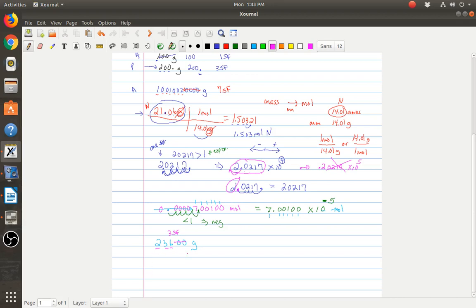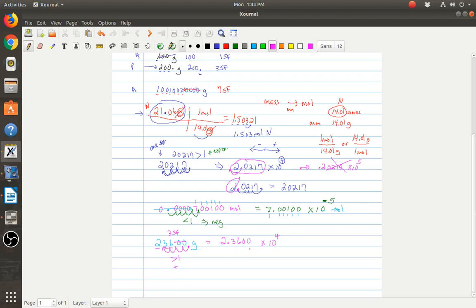Now let's turn it into scientific notation. The decimal was here. We move it 1, 2, 3, 4 places. So it's 2.36 times 10. Since this number is greater than 1, we're going to have a positive exponent. So 10 to the 4th.